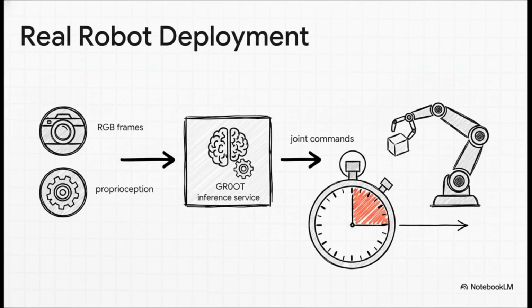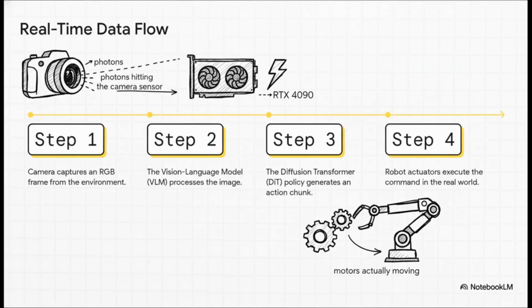End-to-end latency is king. And this is the loop it has to run, in real time. From the light hitting the camera all the way to the motors turning, the whole thing needs to be fast enough for the robot to react smoothly. The team reports inference times around 27 Hz on an RTX 4090, which is definitely fast enough for real-time control.